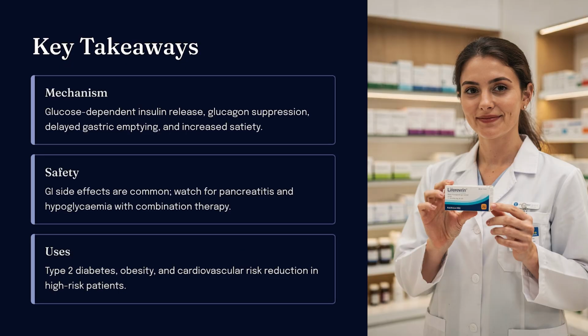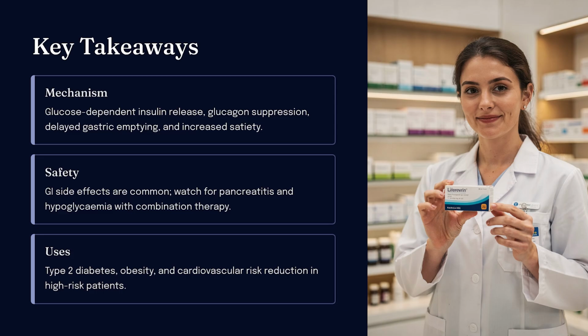Key takeaways. First, remember the mechanism. These drugs produce glucose-dependent insulin release, which improves glycemic control while minimizing hypoglycemia risk. They also cause glucagon suppression, delayed gastric emptying, and increased satiety, all of which contribute to better glucose regulation and weight reduction.